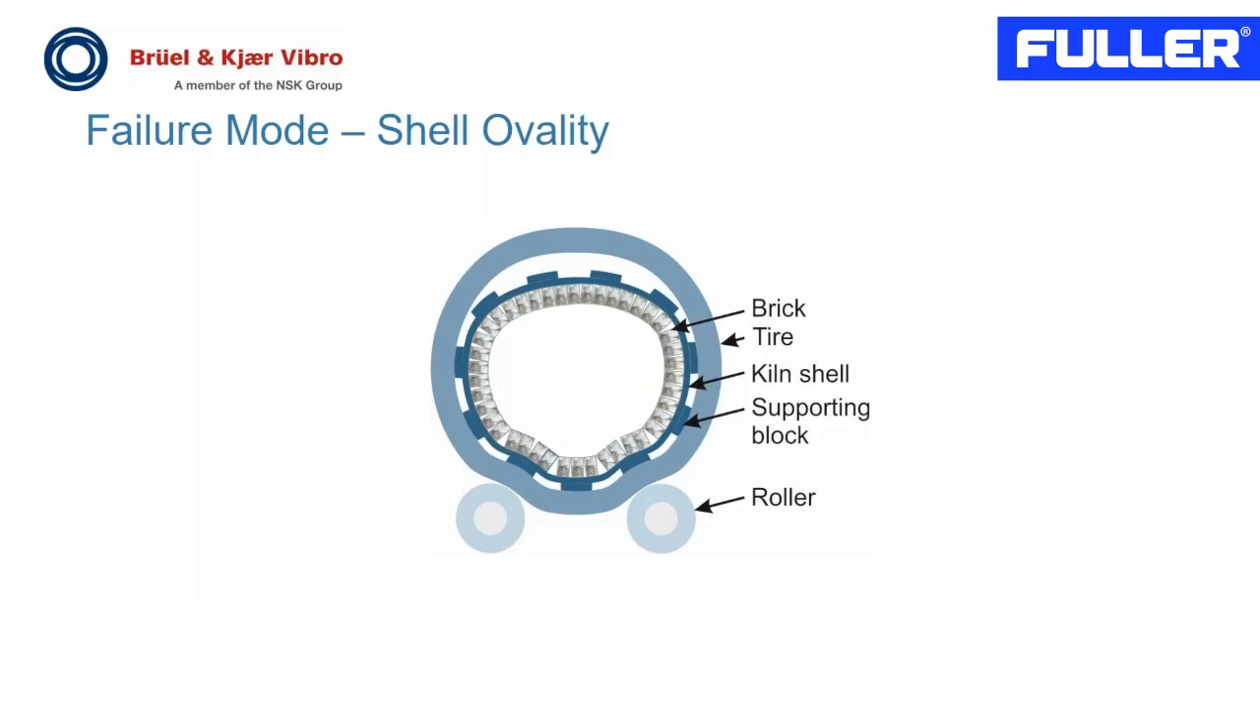The kiln shell is suspended within the tire, and as seen in this photo, somewhat exaggerated, there is a diametrical clearance between the outer diameter of the kiln shell and the inner diameter of the tire. This creates some collapse of the kiln shell, which creates shell ovality. This is actually a wanted mechanism, because as the kiln rotates, we need to have some room for thermal expansion between the kiln shell and the tire.